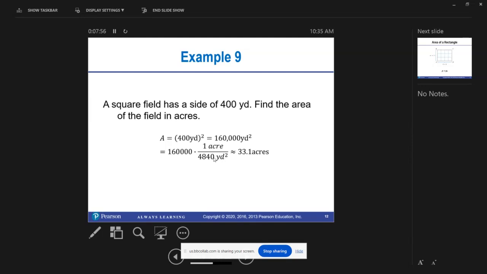Now those will cancel out. And so when you put this in your calculator, you're either multiplying 160,000 times 1 over 4840, or you're taking 160,000 and dividing by 4,840. Same thing. That would give you 33.1 acres.